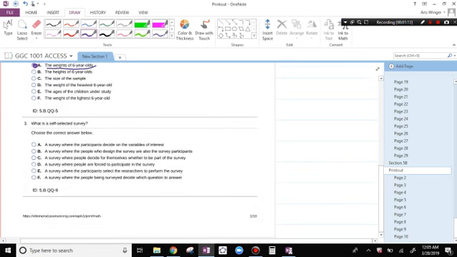What is a self-selected study? So a self-selected study is when people select it themselves. A survey where people decide for themselves whether they want to be a part of the survey. Self-selected.